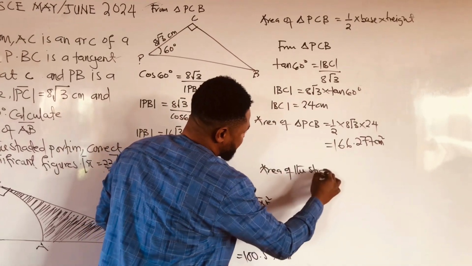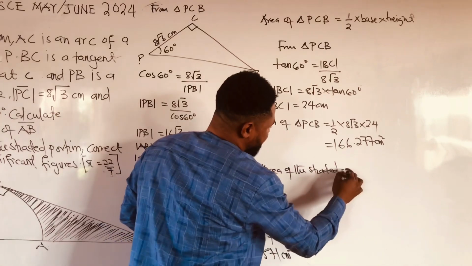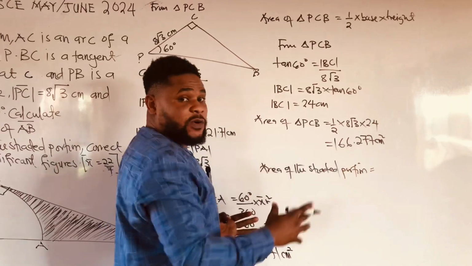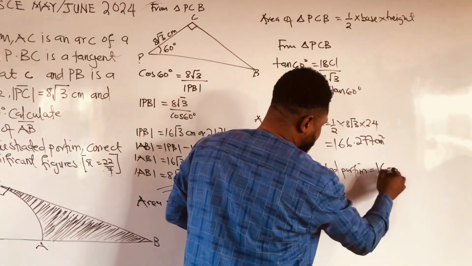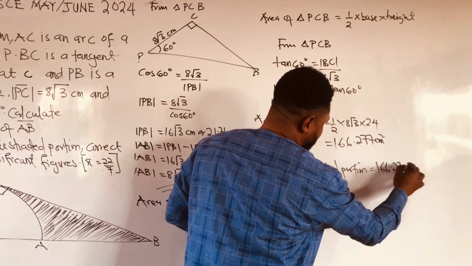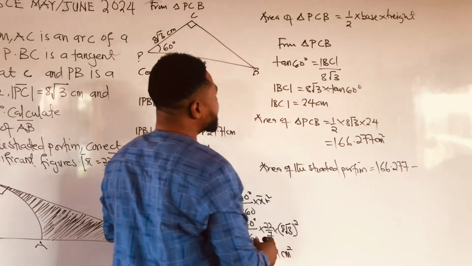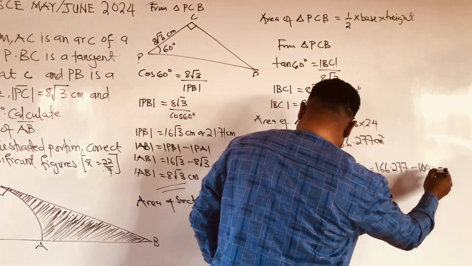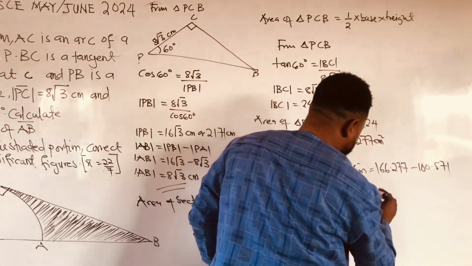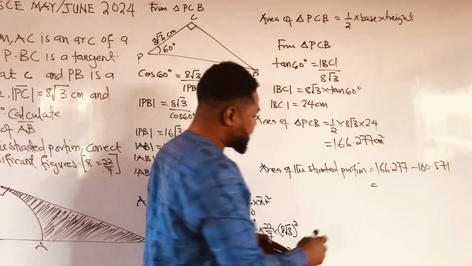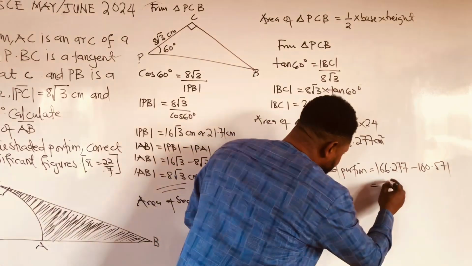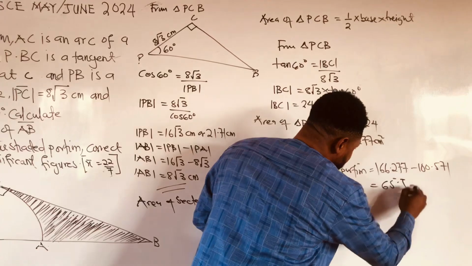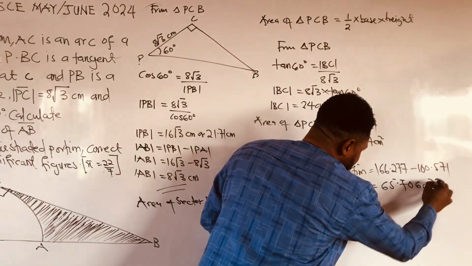Therefore, we can say that area of the shaded portion will be equal to the area of the whole triangle, which will be 166.277 minus area of the sector, which will be 100.571. And we are going to find the difference between them. And when we find the difference, we'll get 65 point, let's say to 3 decimal place, 706 centimeter square.